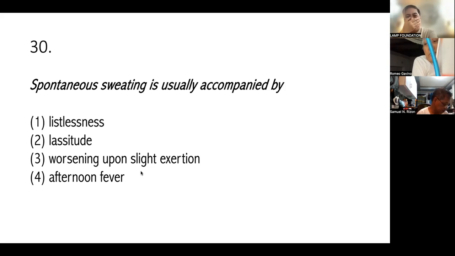Favorite number ito ni Dr. Gabriel. Naalala ko kasi. Sorry, Doc. This will be your assignment, okay? Okay, Doc. Find out how many times it has to.